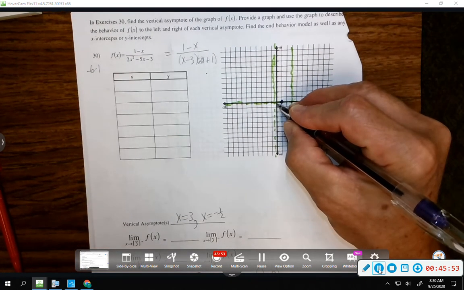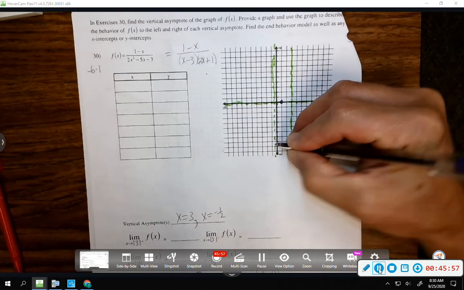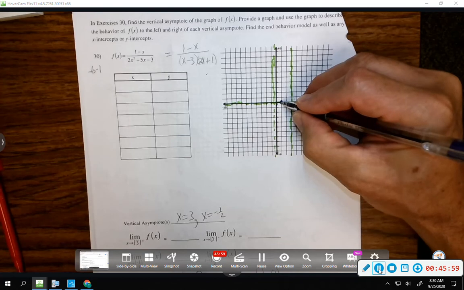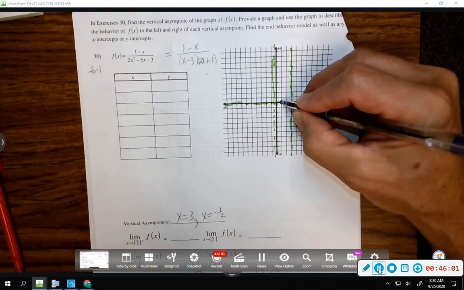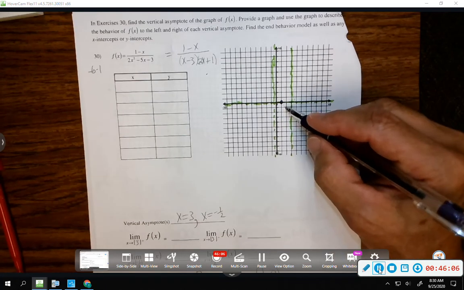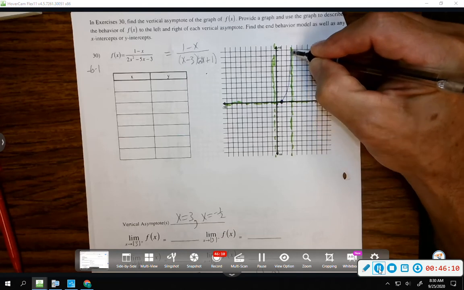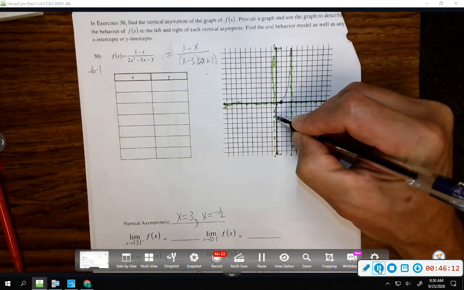Well, that means in here, if I just start here, I know it's got to go like this. Okay? I can't cross through again. So I can plug some values in. I could plug 2 in to see where it's going. Okay? But I know it's not going this way. It's got to be coming up here. It's going to look like this. It's going to approach that. Okay?